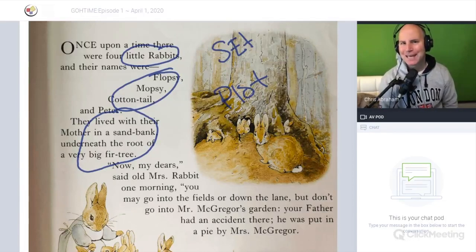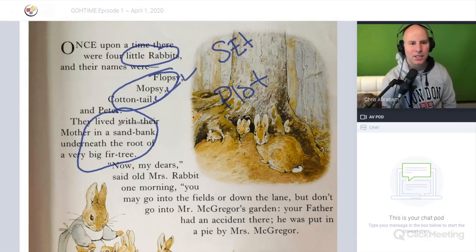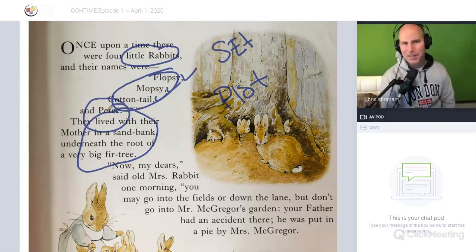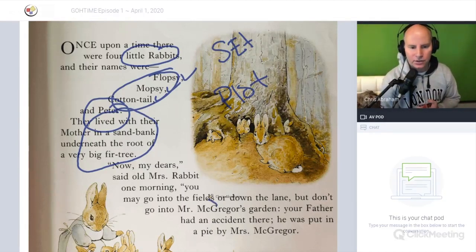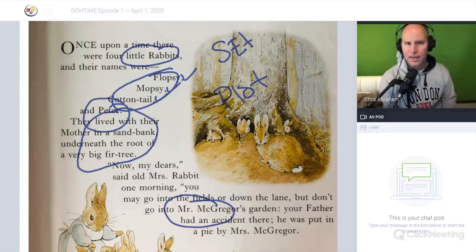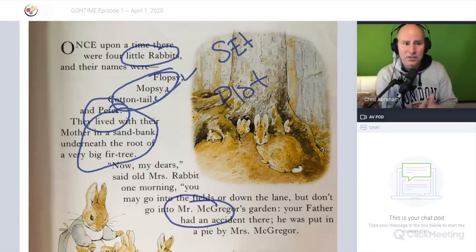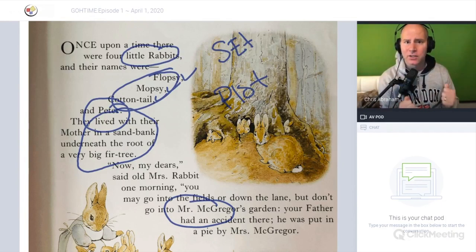There is a plot that goes on in this story, right? You know, Peter Rabbit gets into some trouble. We do have some characters, Flopsy, Mopsy, Cottontail, and our protagonist, Peter. And our antagonist, McGregor. It's all here within the story in the first page. So we have here a narrative text. It has a setting. It has a plot. It has a protagonist, that's the lead character, Peter, and an antagonist, McGregor.